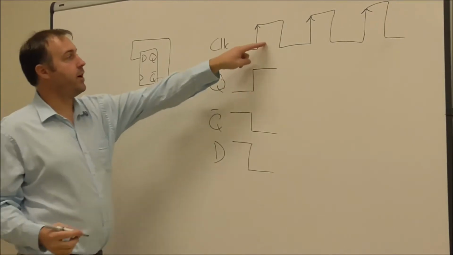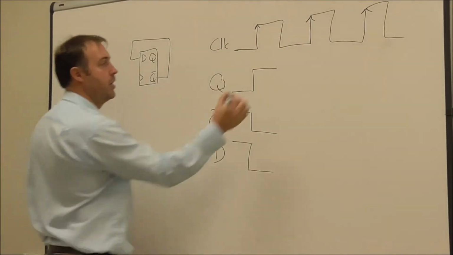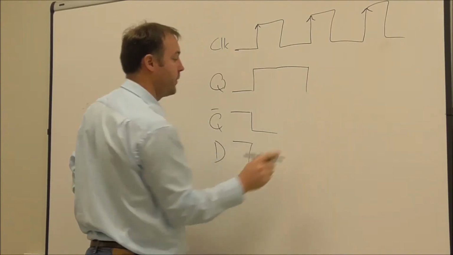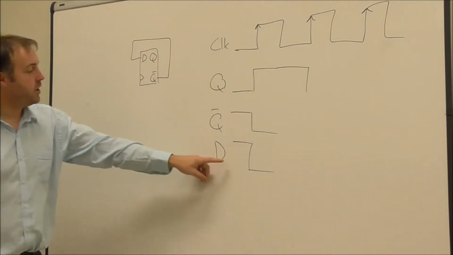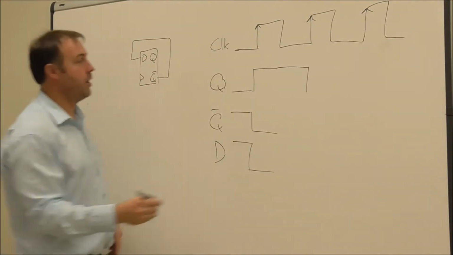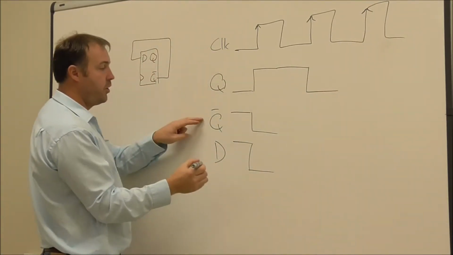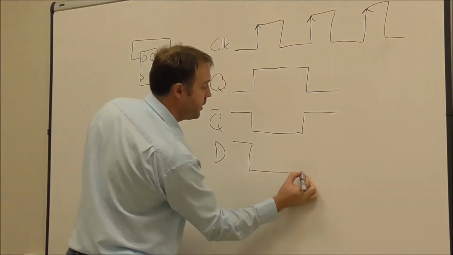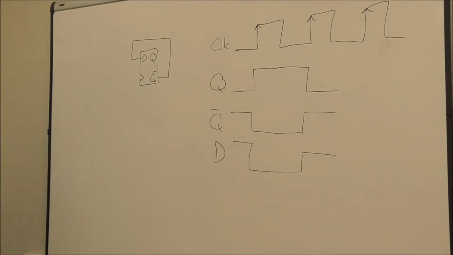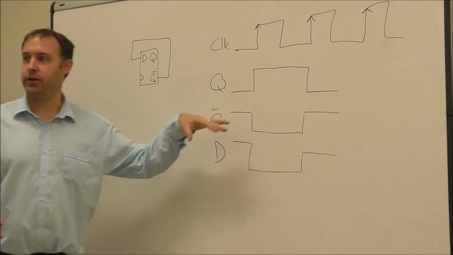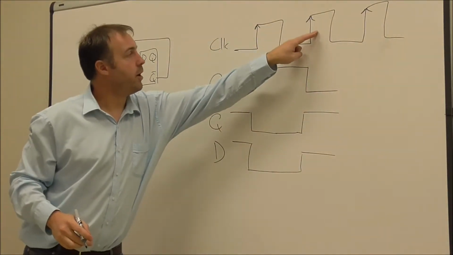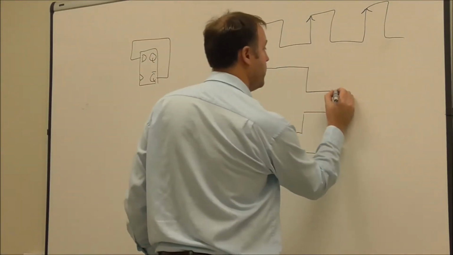Nothing changes, however, until it sees another rising clock edge. When it does see that rising clock edge, D is low, and so Q becomes low. Q bar, being the opposite of Q, goes high, and D being connected to Q bar goes high as well. And so you can see how it toggles. This is an important thing to notice, because every second one of these, if I do a couple more, goes like this.